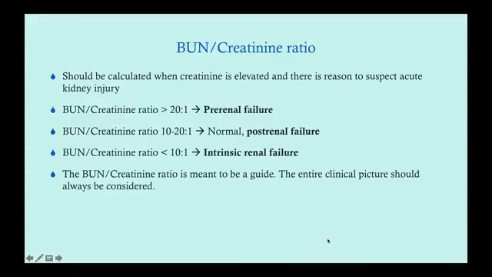So the BUN creatinine ratio should always be calculated when the creatinine is elevated and there's reason to suspect acute kidney injury. The important numbers here are 10 and 20. So if the BUN creatinine ratio is higher than 20, that suggests pre-renal failure. Now, why would pre-renal failure give you a BUN creatinine ratio that's high, over 20 to 1? When you have pre-renal failure, it's usually due to hypovolemia or a poorly perfused kidney, either from sepsis because your vessels are expanding and you're not perfusing the kidney properly, or because you're dehydrated, something like that.